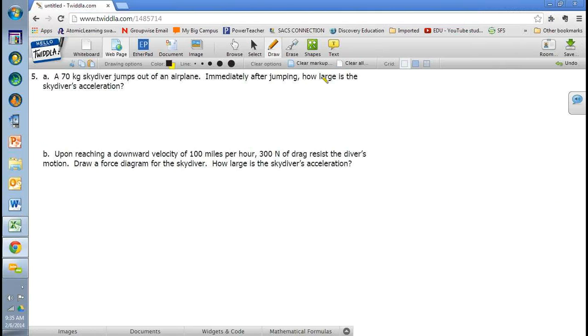Okay, for this one we have a 70-kilogram skydiver jumping out of an airplane, and immediately after they jump, you need to figure out how large the acceleration of the skydiver is. Again, what I'd like you to do is draw a free body diagram first to figure that out. Then it says upon reaching a downward velocity of 100 miles per hour, a 300 Newton drag resists the diver's motion. So when we say drag here, we're talking about air resistance. So again, you're going to draw another free body diagram and figure out what the acceleration of the skydiver is. Let me give you about 3 or 4 minutes to do that one.